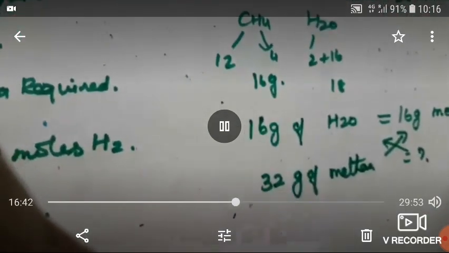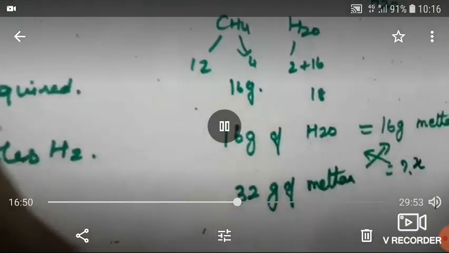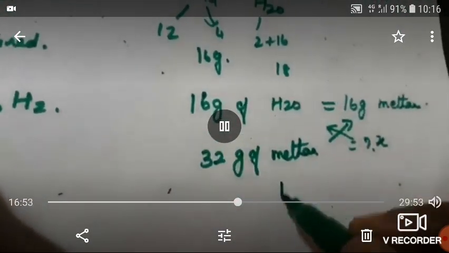Instead of H2O we are writing methane and 16 gram of water. So not 16 gram of water, that is 18. The 2 moles of water is there, that is 2 into 18 equal to 36.